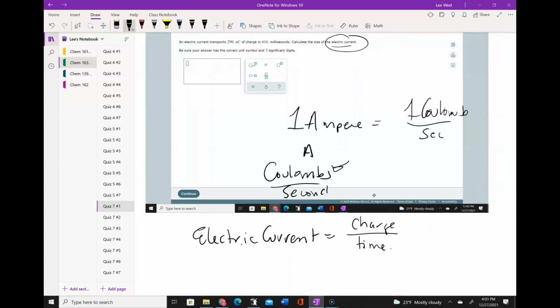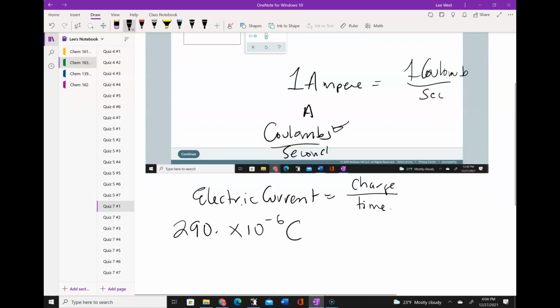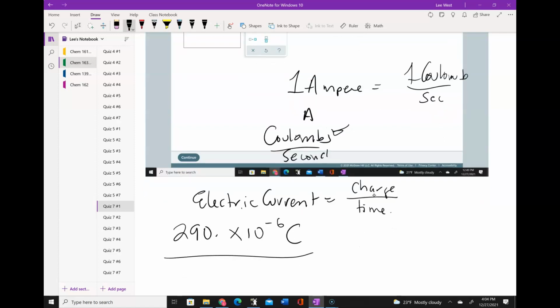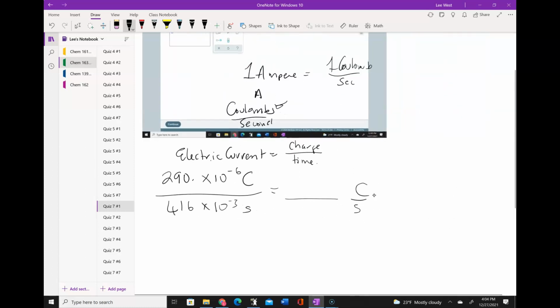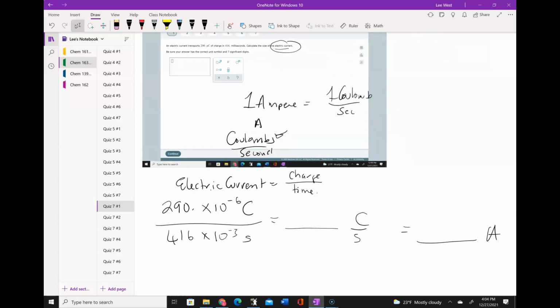So we've got 290 microcoulombs. Micro means times 10 to the minus 6 coulombs, and that is being transferred in 416 milliseconds, and milli is just 10 to the minus 3. That would give us coulombs per second, or alternatively amperes, and then we just have to get our 3 sig figs.